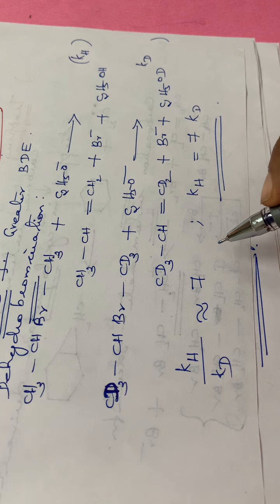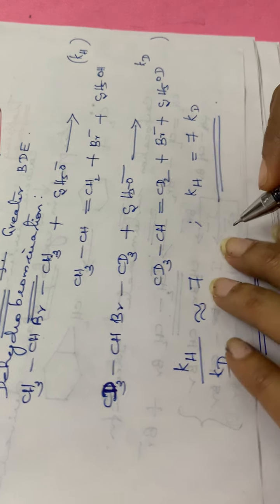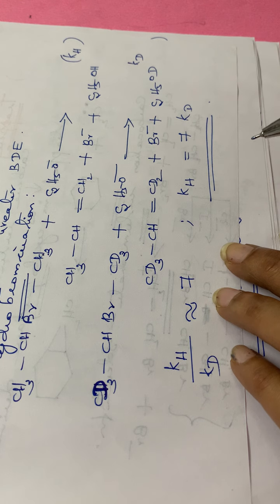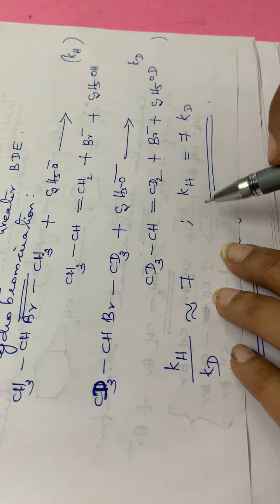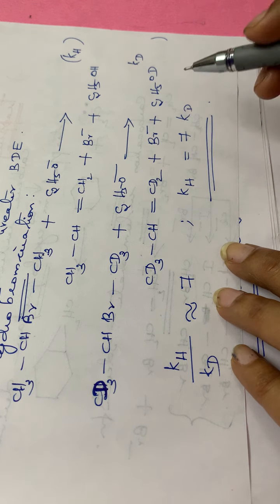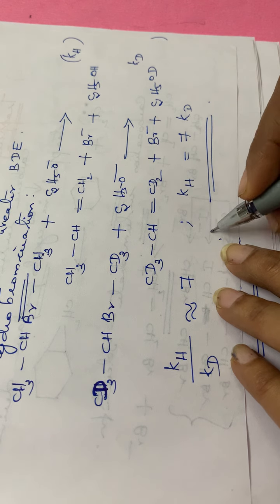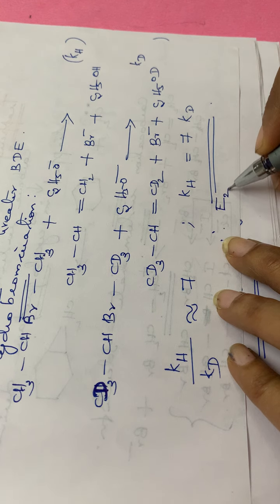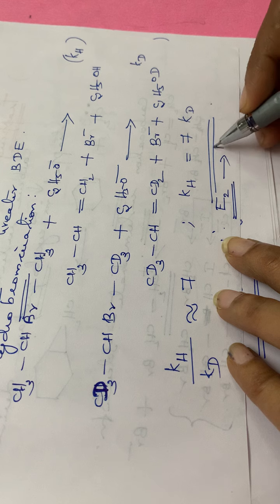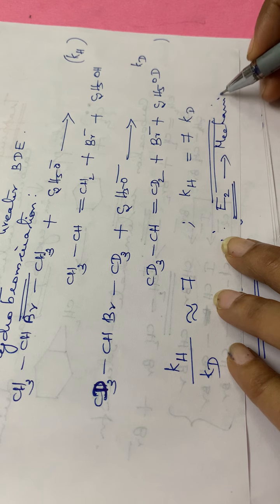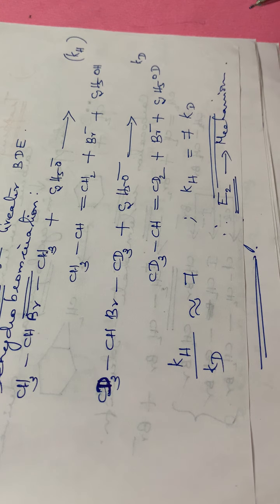That means E1 reaction is not involved. E1 means it involves 2 steps, isn't it? E1 elimination means it has got 2 steps, that is formation of a carbocation, after that elimination takes place. But here a carbocation is not involved in the formation. Therefore, the reaction will be proceeding only through the E2 mechanism.